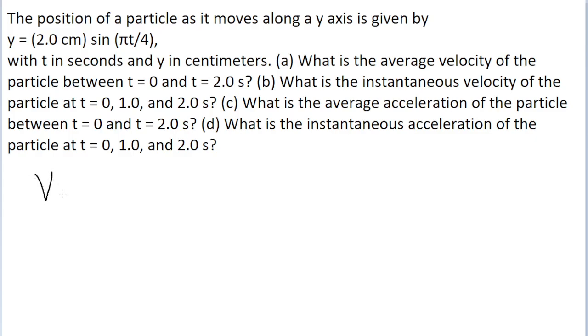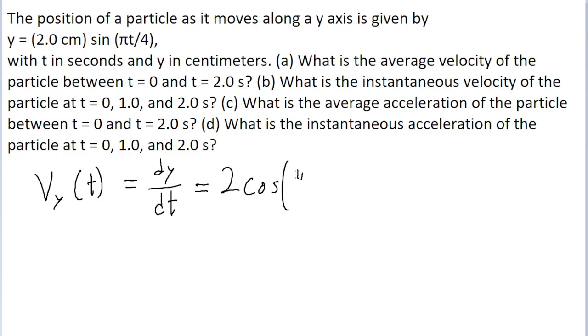So we want to find v of y of t, and it's going to be equal to the derivative of y with respect to t. This is a fairly simple chain rule derivative. We have the sine function, so when we differentiate sine, it becomes cosine, and then there's the 2 centimeters on the outside. So 2 times the cosine of pi t over 4.